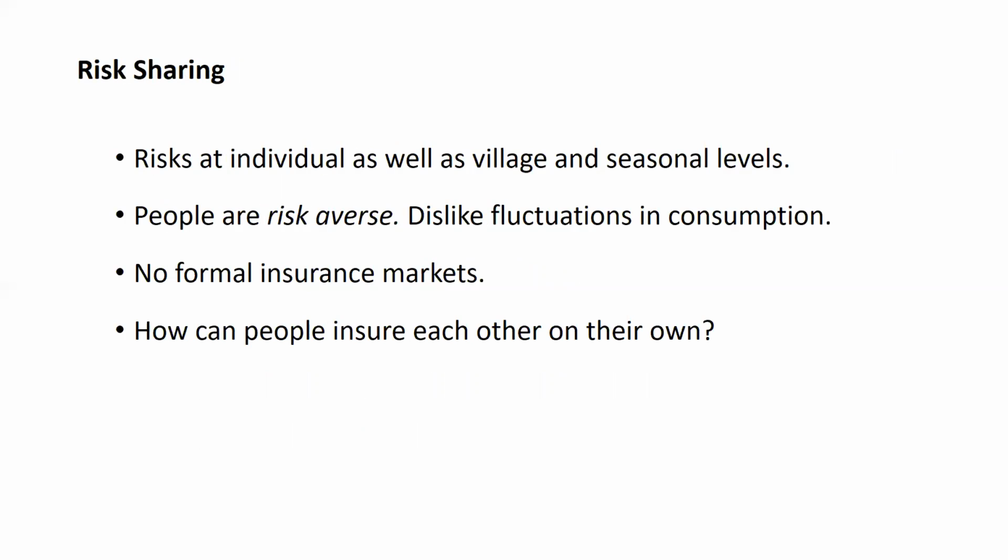There are different kinds of risk. There's risk at the individual level. For example, you may get sick and not be able to go to work. And there is village or even seasonal or even economy-wide risk, like there is a COVID-19 pandemic and nobody can go to work, or there is some kind of drought which affects everybody in the village. Those are examples of more aggregate or village-level risk.